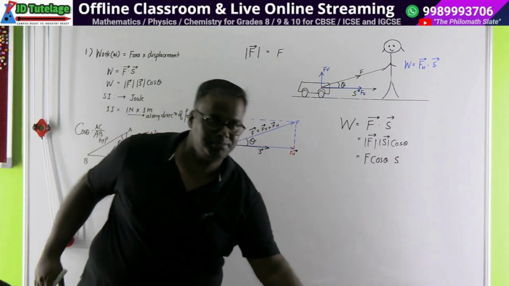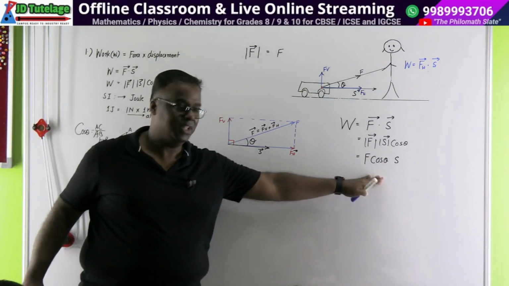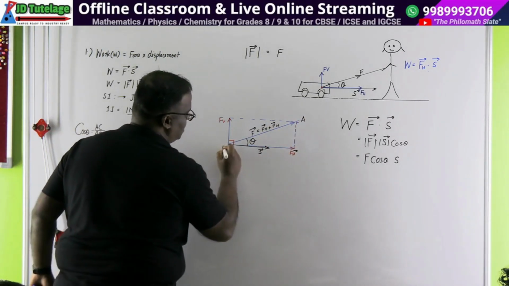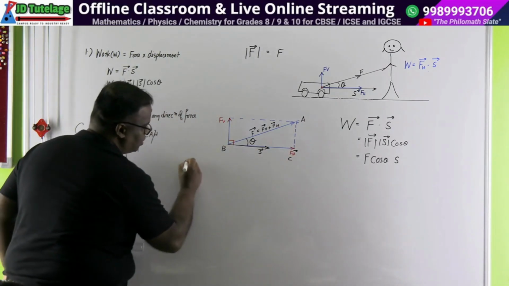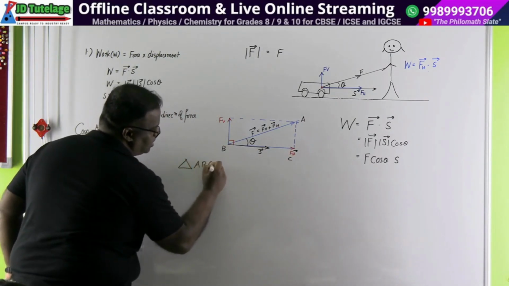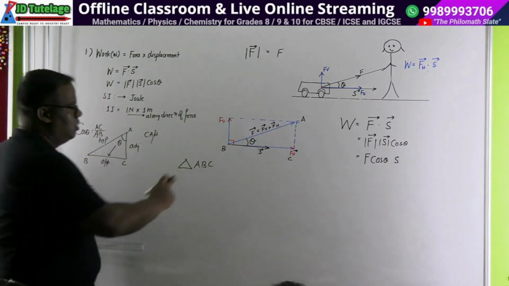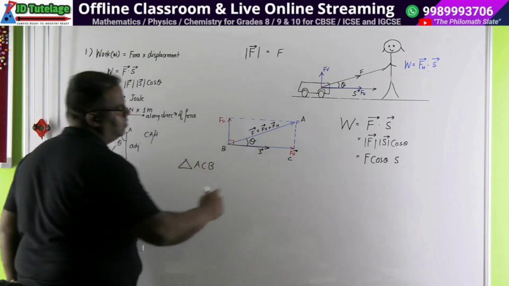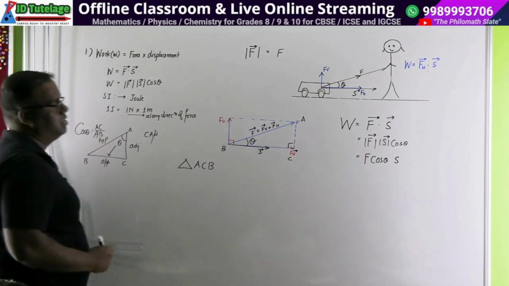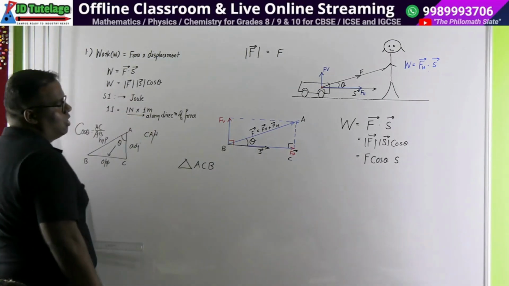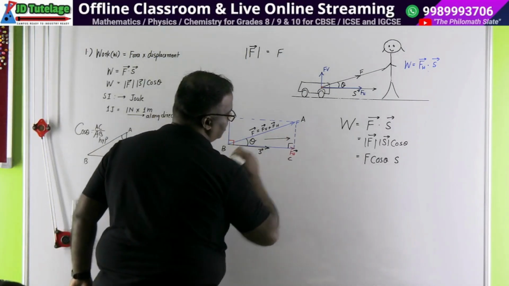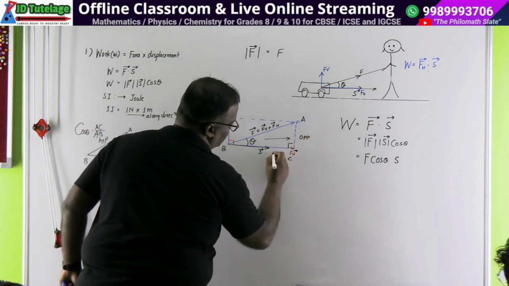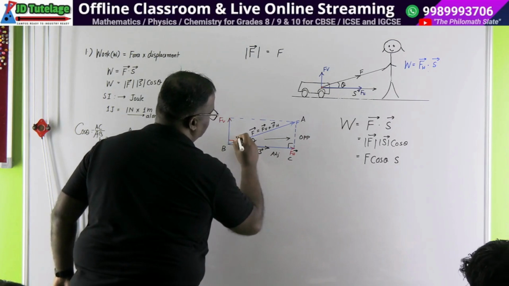Okay? Now, let's go to the figure. Let me say this is A, this is B, this is C. Look at triangle ABC. Is it a right angle triangle? Yes. ACB. Is it a right angle triangle? Yes, it's a right angle triangle. Look at theta. What is my opposite side here? AC. Hypotenuse is hypotenuse. So this is my opposite side. This is my adjacent side. And this is my hypotenuse.